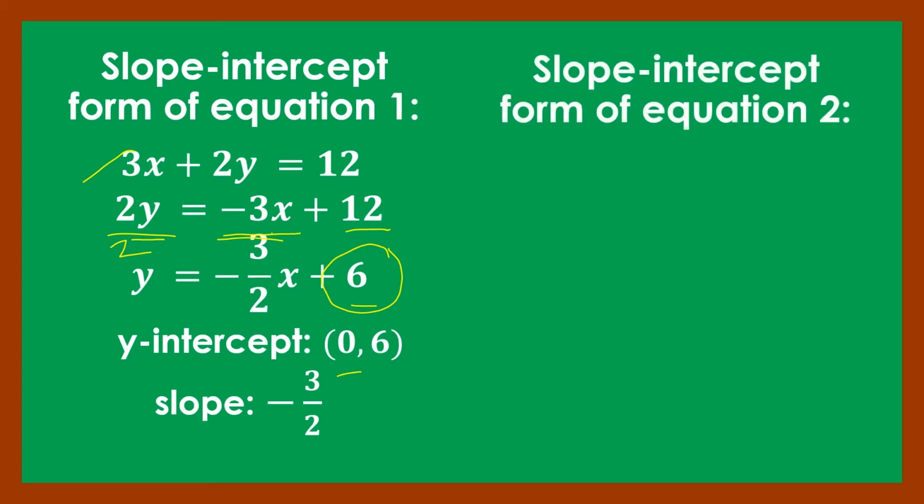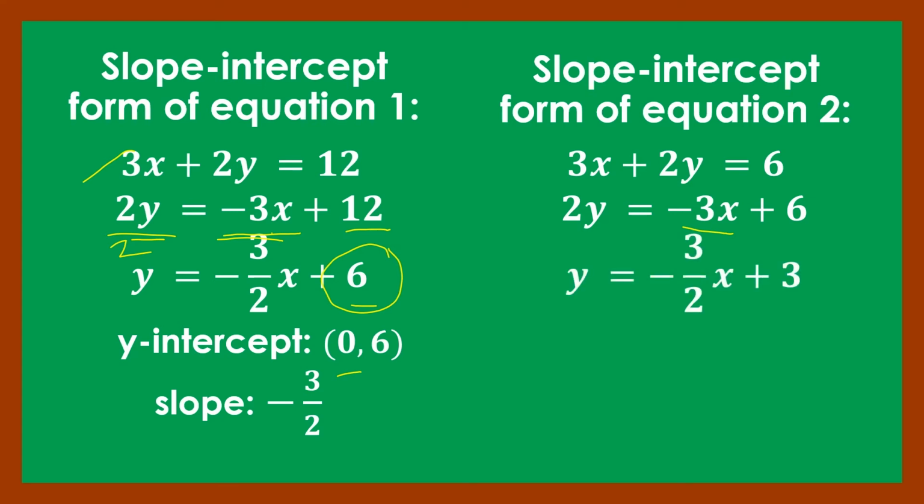How about yung pangalawang equation natin? So, we have 3x plus 2y is equal to 6. Same pa rin yung gagawin natin. We're going to transpose negative 3x sa left side or sa right side ng equation. So, it will become 2y is equal to negative 3x plus 6. Then, to cancel 2, we're going to divide the whole equation by 2. 2y now becomes y.